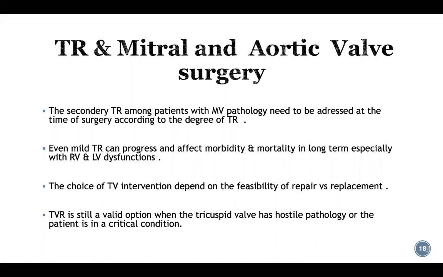Now we will move to talk about tricuspid regurgitation and mitral and aortic valve surgery. The secondary TR among patients with mitral valve pathology needs to be addressed at the time of surgery according to the degree of TR. Even mild TR can progress and affect morbidity and mortality in the long term, especially with RV and LV dysfunction, which is a risk factor. The choice of tricuspid valve intervention depends on the feasibility of repair first versus replacement. Still, replacement is a valid option when the tricuspid valve has hostile pathology or the patient is in critical condition.